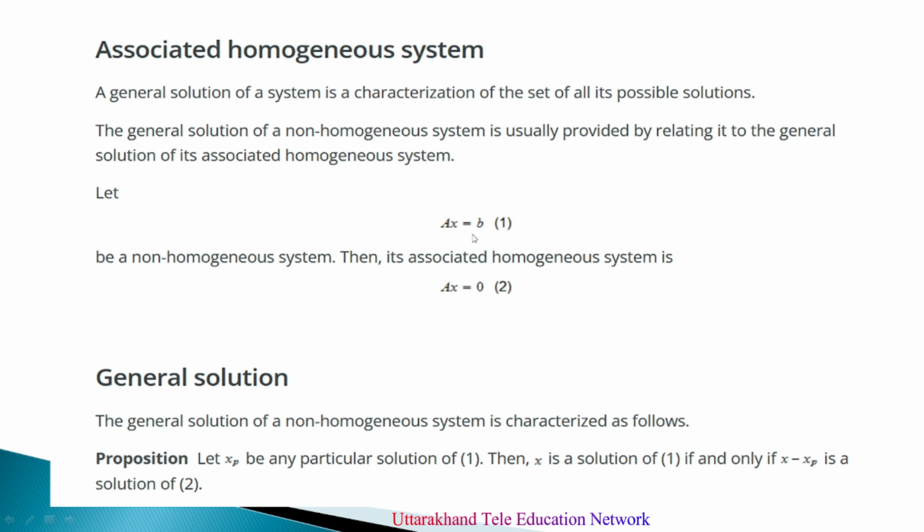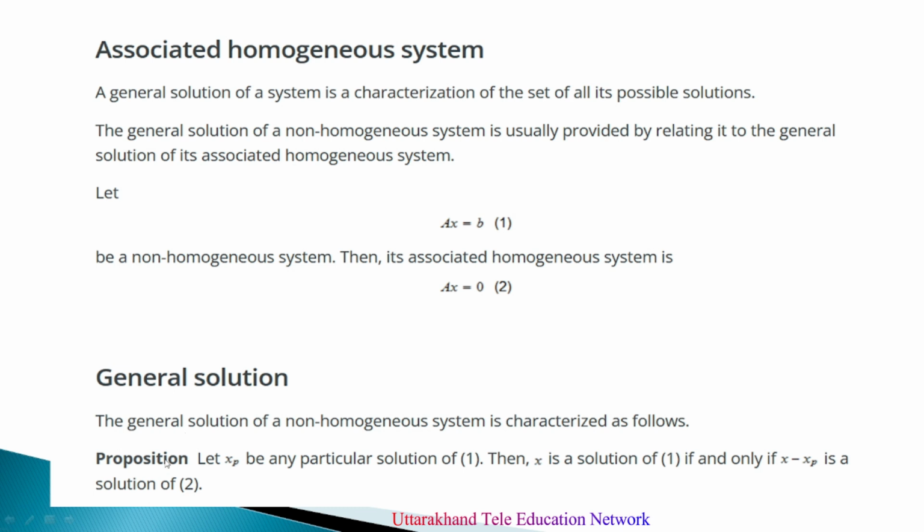What is happening? Ax = b is equation number 1, Ax = 0 is equation number 2. The system of equations is the same. Here Ax = b, but now here Ax = 0. We have supposed b = 0, so this has become a homogeneous system. And for the general solution there is a proposition. For now we are skipping the proof because that would create complexity.